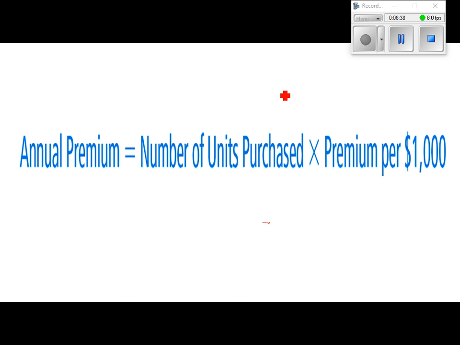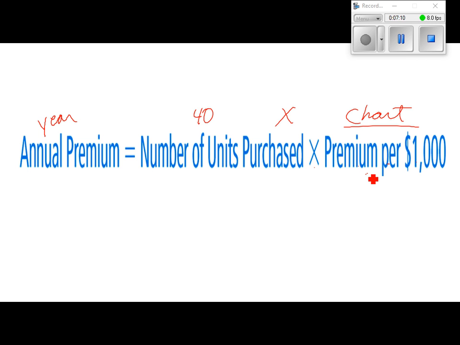All right, so the formula that you're going to use for this stuff is annual premium. Remember, this means for a year. So your yearly premium is the number of units that you purchased times the premium per $1,000. And this number is going to come from a chart that I'm going to show you here in a minute. So we're just going to take the number of units that we want. Maybe we want 40 units. Then we take that 40 times whatever this number is from the chart.